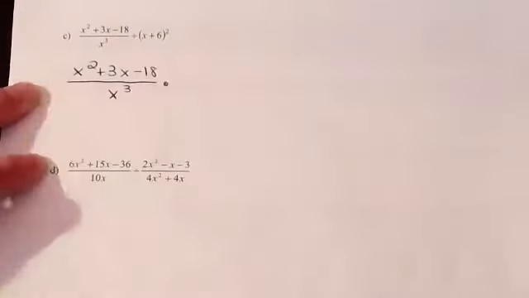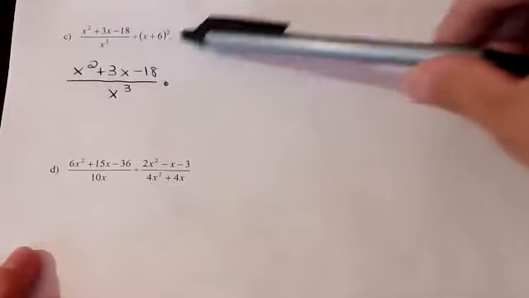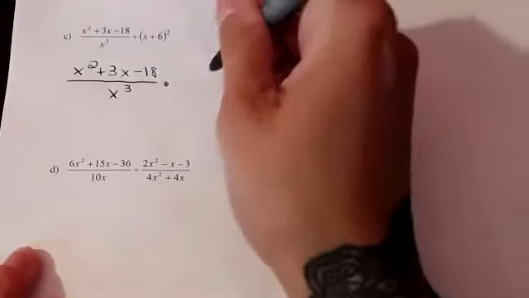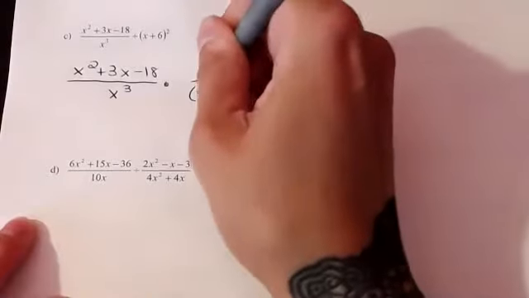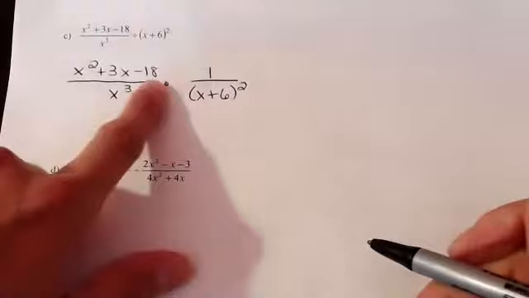Same thing, we're going to keep, switch, flip. So we have x to the second power plus 3x minus 18 over x to the third times. How would I rewrite this as a fraction? 1 over x plus 6. Score. Very, very nice.